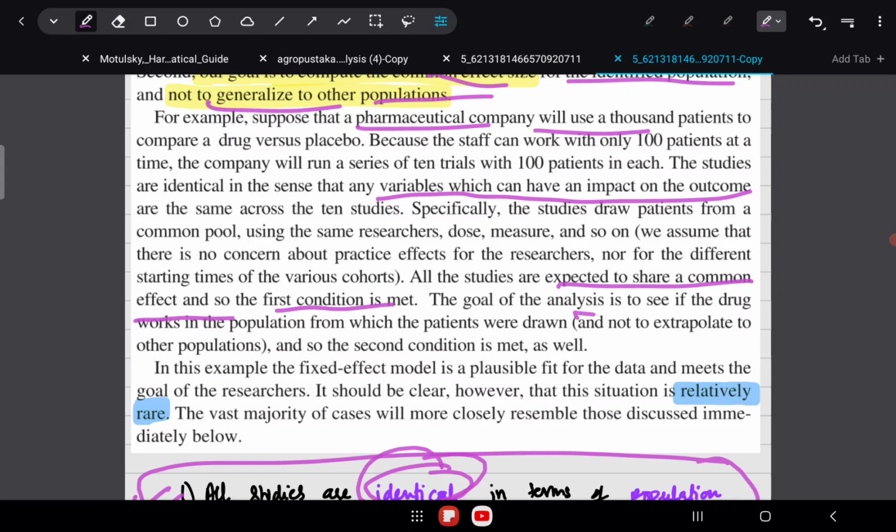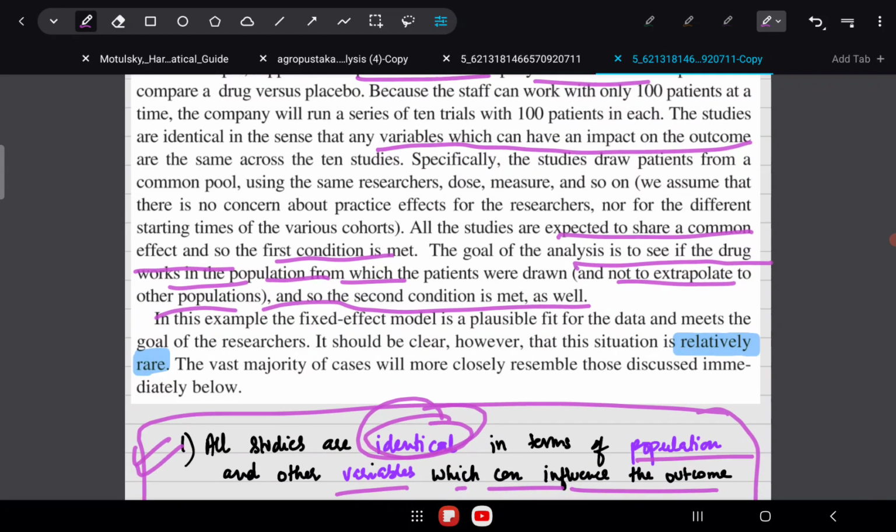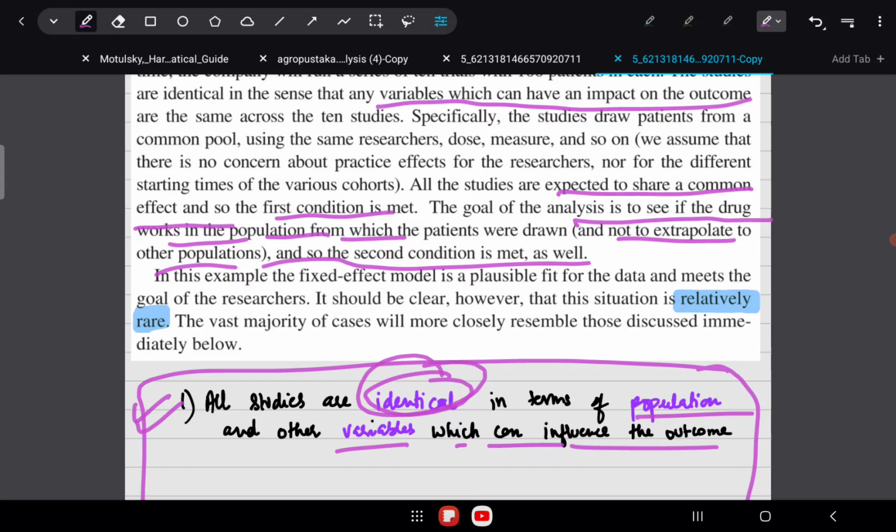So the goal of the analysis is to see if the drug works in this population only, from which the patients were drawn, and not to extrapolate to some other population. So the goal is not to generalize, but to find the true effect in the same population only. And so both the conditions are being met in this case. These studies are identical, and the goal is to find the common true effect for this population only, from which the samples were drawn. In this case, it may make sense to go for fixed effect modeling.